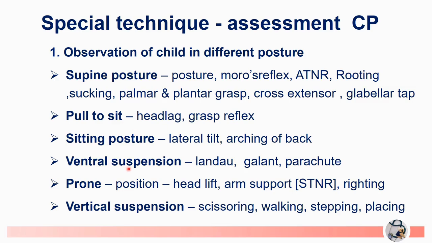Then you take the child in ventral suspension. In ventral suspension you can check for the Landau, Galant reflex, parachute reflex. Mainly Landau and parachute are important. In the prone position, you can see the head lift of the child, how much the child is lifting the head. Arm support will give you the symmetric tonic neck reflex. And then the writhing reflex also you can check. Then in vertical suspension, you'll see scissoring, walking, stepping, placing. All the neonatal reflexes, I have taken a separate class before in detail. So you can go back and check that lecture on how to elicit all these reflexes.